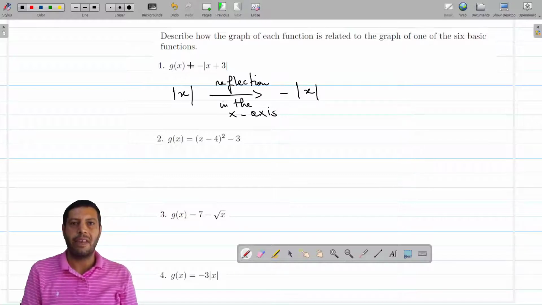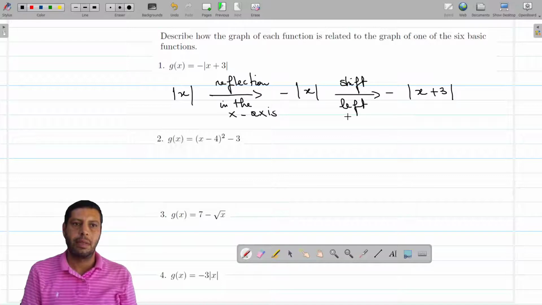Then to get g of x, we have to modify our negative absolute value of x to negative absolute value of x plus 3, which is a shift to the left by 3 units. So the sequence to apply on the absolute value of x to get g of x is a reflection in the x-axis, then a shift left 3 units.